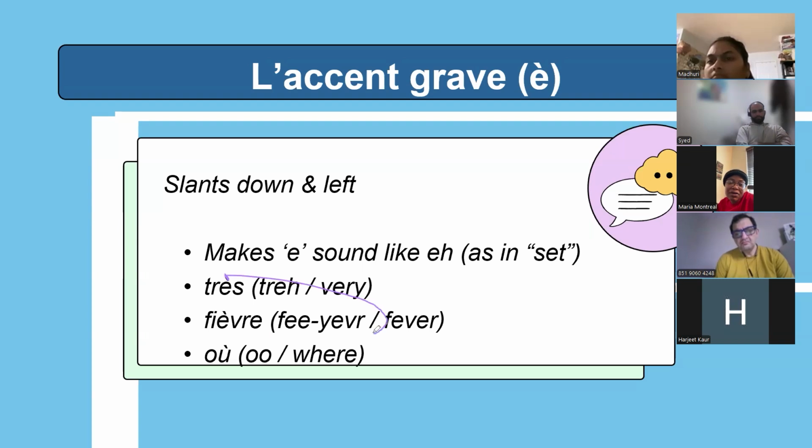Okay. Another example for you is fever. Fever in French is fièvre. Everyone, repeat with me. Fièvre. You see the sound of E is sharper in this case. It's not as flat as marcher or éléphant. I'll show you one word which has both these accents.